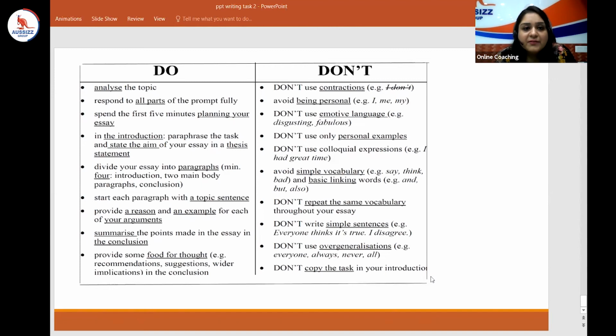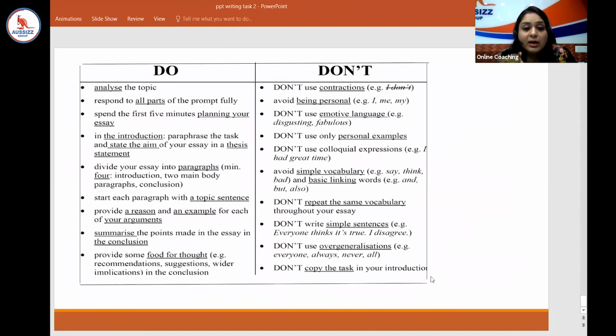Third, spend the first 5 minutes planning your essay. Pre-planning is very important. So pre-planning, planning, and post-planning. You have to follow these 3 things. Pre-planning is you have to pre-plan the ideas, you have to generate your ideas, you have to add them with the coherence and cohesion, what are the things you have to add. So first, pre-planning is important. Then go with the planning, that means you are writing.